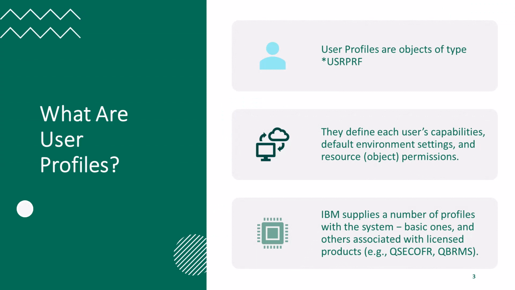What are user profiles? User profiles are an object on the IBM i of a user profile type. They define the capabilities each user has on your system, whether that's a service profile or an actual person using your system that you've allowed to authenticate. This is in addition to the supplied IBM profiles that come with the system, QSECOFR, for example, or QBRMS if you've installed that application.